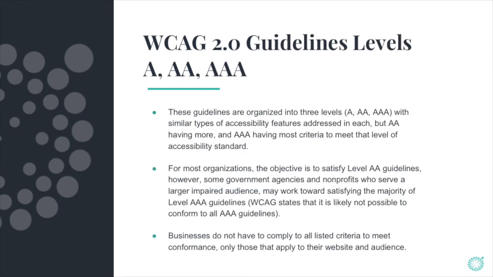So for each of the WCAG 2.0 principles, there are guideline levels. There's A, AA, and AAA. Similar types of accessibility features are addressed in each, with AA having more than A and AAA having the most criteria to meet that level of accessibility standard. Raph, how many websites out there, we don't have to get a number on this, but how hard is it really to achieve AAA accessibility?